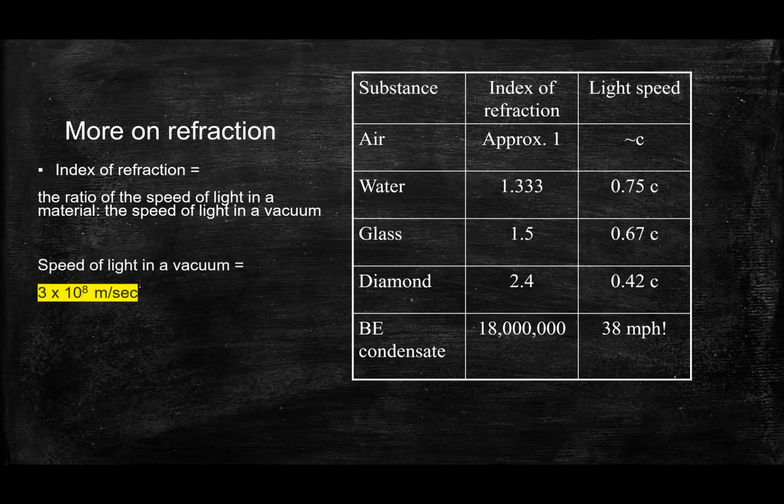In a vacuum, the speed at which the light travels is 3 times 10 to the 8 meters per second. So the ratio of the speed of light in air to the speed of light in a vacuum, which is 3 times 10 to the 8 meters per second, gives us just about 1. And then we have all these other ratios that tell us what the ratio of the speed of light in water to the speed of light in a vacuum will be. We can see that for diamond, the index of refraction is really high. That means the speed of light in diamond slows down quite a bit compared to the speed of light in a vacuum.